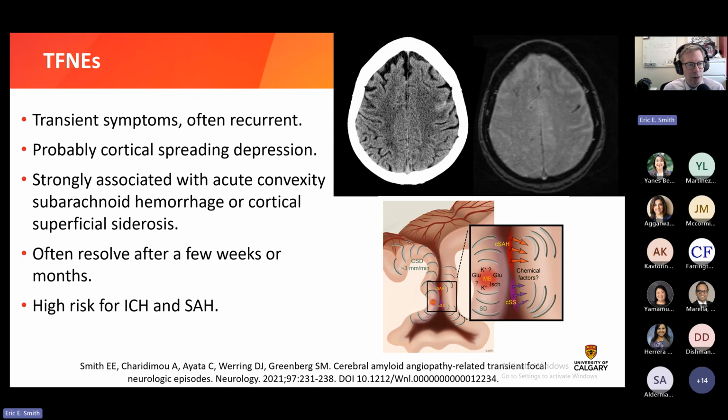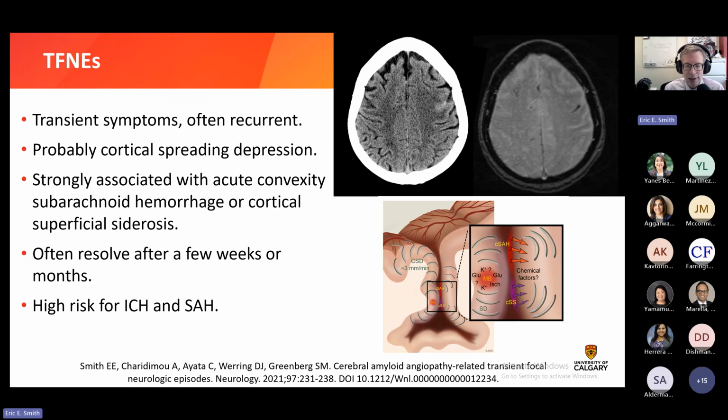This refers to a syndrome where there are transient symptoms. They're often recurrent. They often include sensory symptoms, but can include motor symptoms as well. Usually mild, so not hemiplegia. And they often spread from one body part to the other, consistent with what we think the pathophysiology is, likely cortical spreading depression.